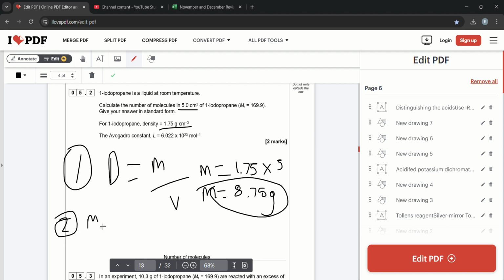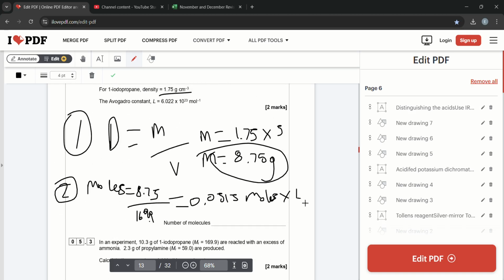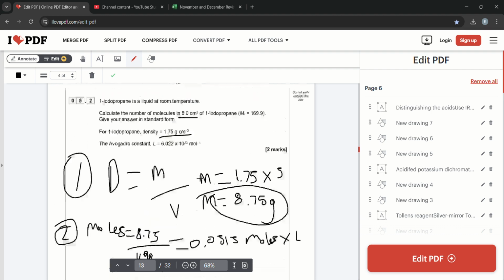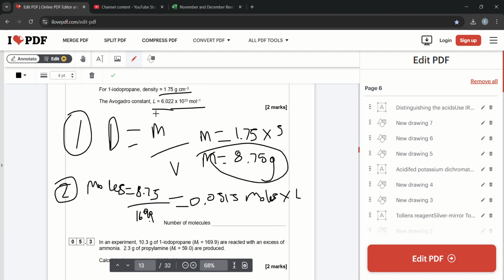And then we want to find the moles: 8.75 divided by Mr 169.9 gives 0.0515 moles. And then to find the number of molecules, it's going to be the moles times Avogadro's constant, so times 6.022 times 10 to the power 23. That's why they gave it to us in the question. Number of molecules is 3.10 times 10 to the power 22.